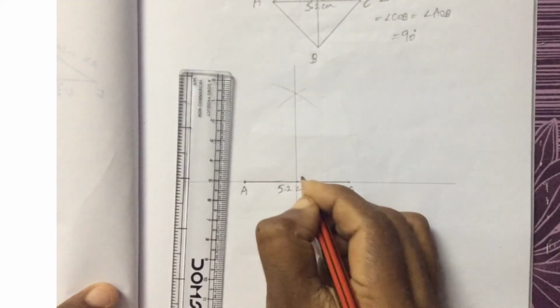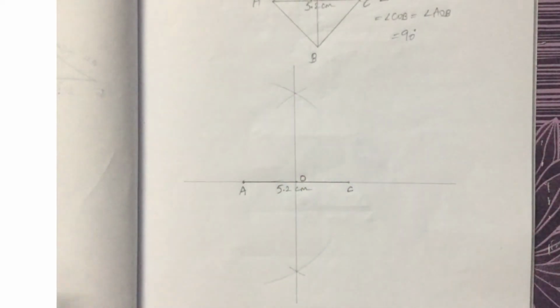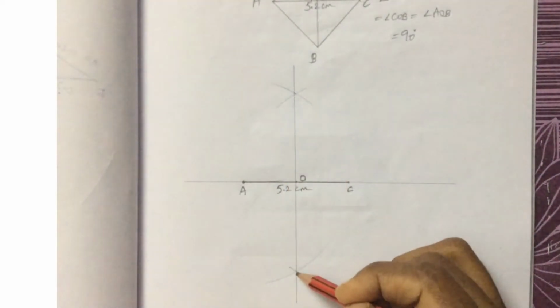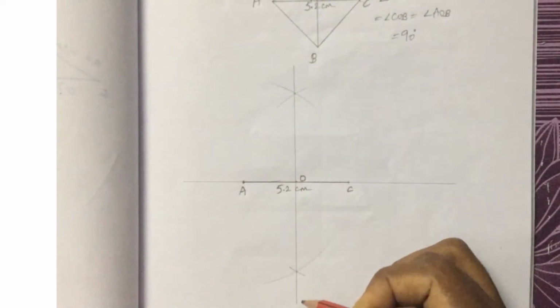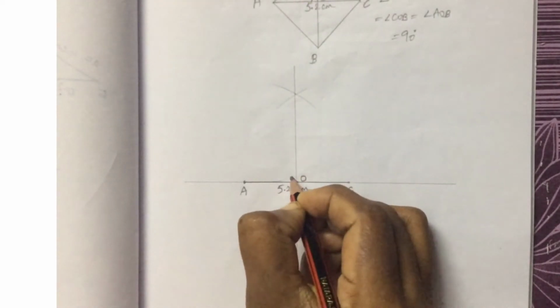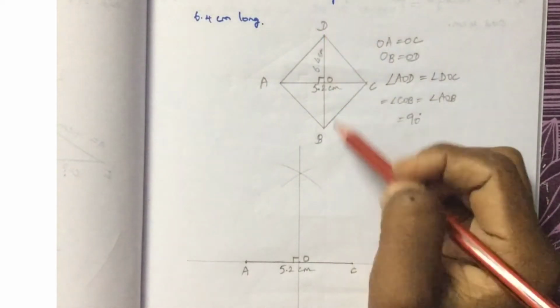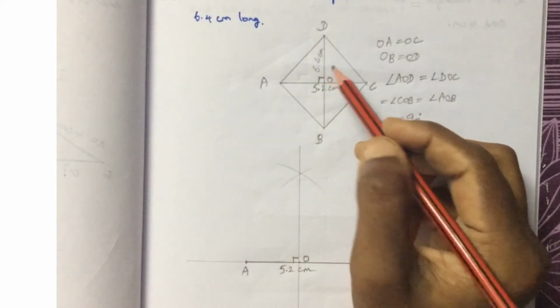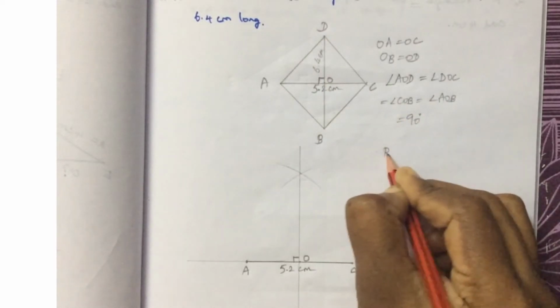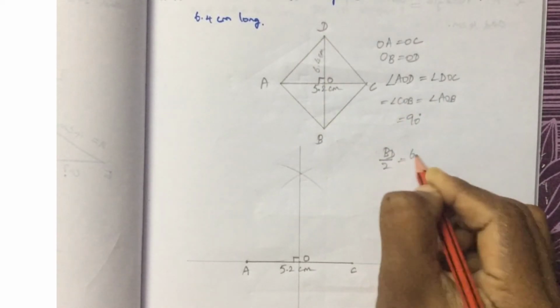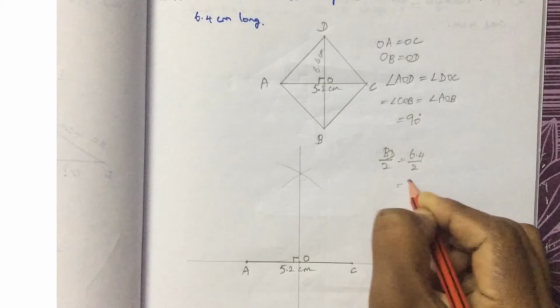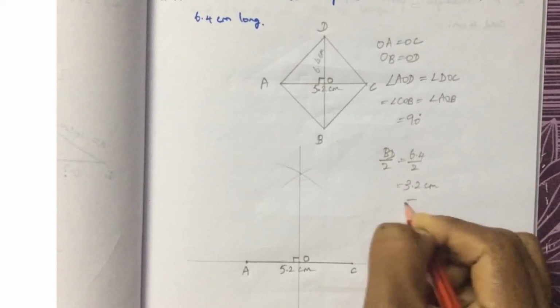This is O. You should not mistake this point as D and this point as B. This is just the angle line which makes 90 degrees here. Now this BD is 6.4 centimeter, so you have to divide BD by 2, which is 6.4 divided by 2, that is 3.2 centimeter.